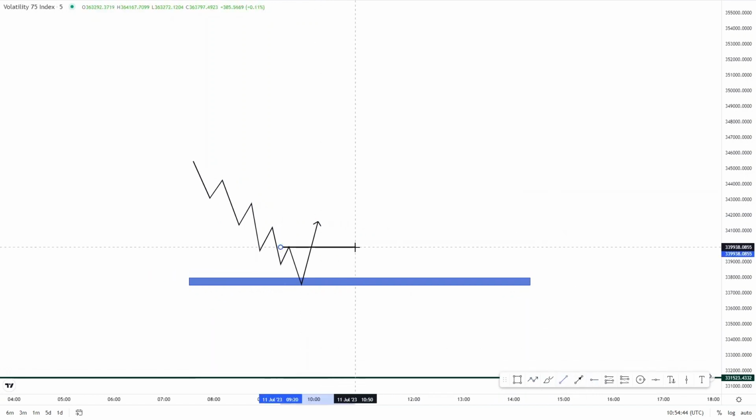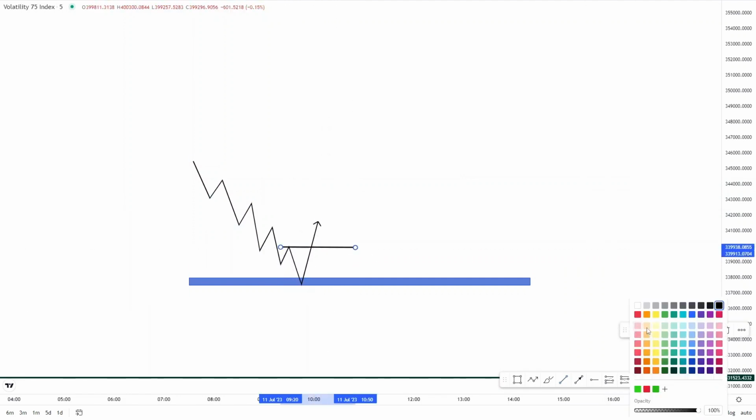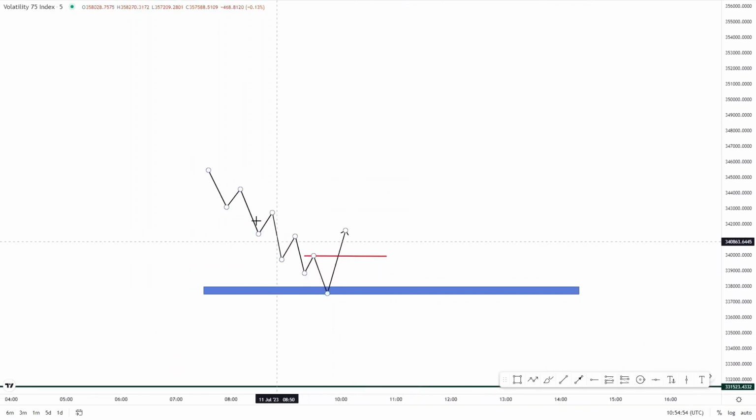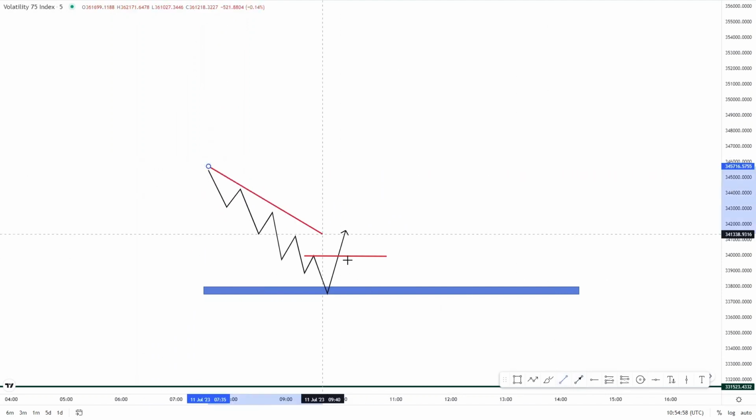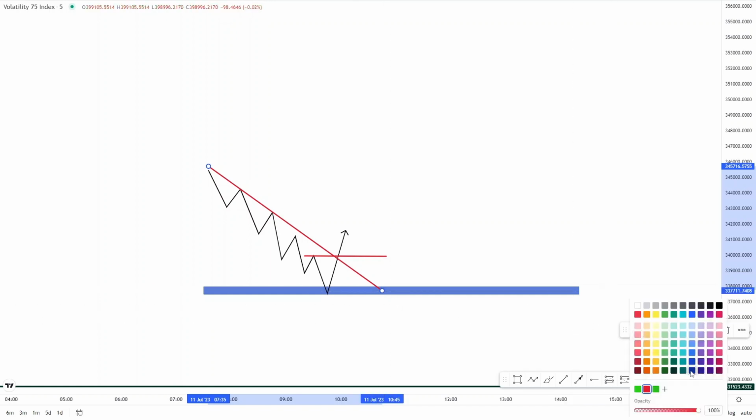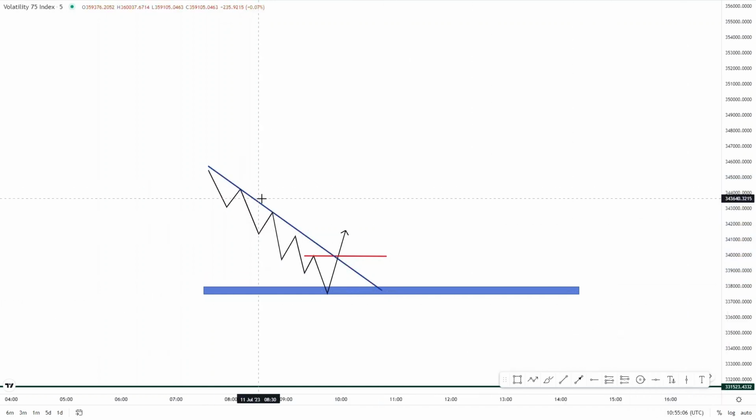The previous lower high point right here of this uptrend has been what? Has been broken, right? This is a break of market structure. So if I'm going to put a trend line right here, guys, you're going to see something like this. This is what you're going to see, right? So what has happened here?